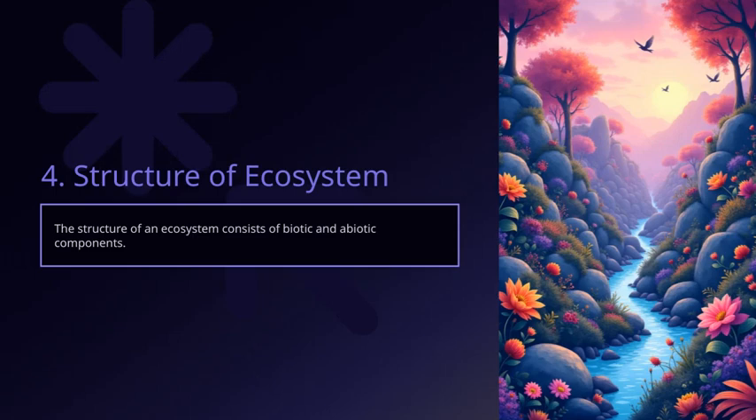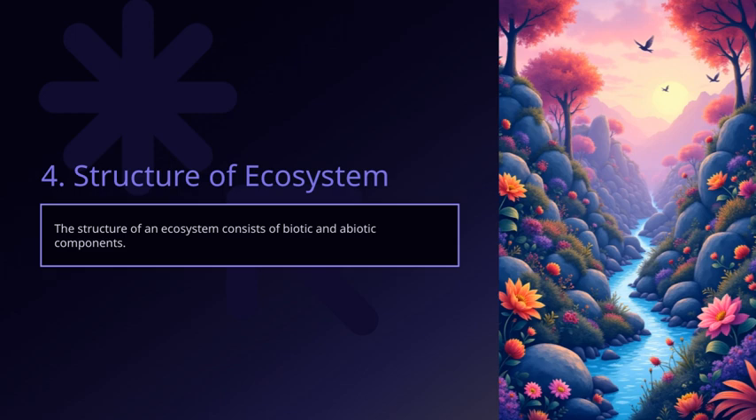The structure of an ecosystem consists of both biotic and abiotic components. When we talk about biotic components, we're referring to all the living things within the ecosystem: plants, animals, bacteria, and fungi. These organisms interact with each other and with their environment in complex ways that sustain the ecosystem. On the other hand, abiotic components are the non-living elements like sunlight, water, soil, temperature, and air. These factors provide the foundation and conditions necessary for the living organisms to thrive.